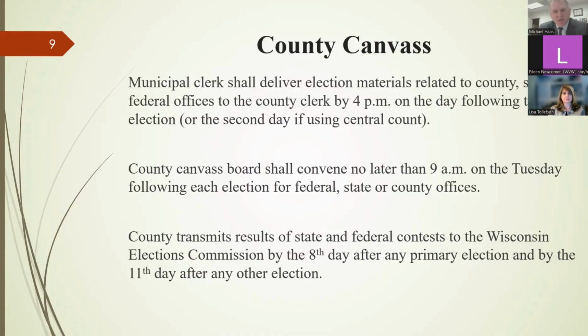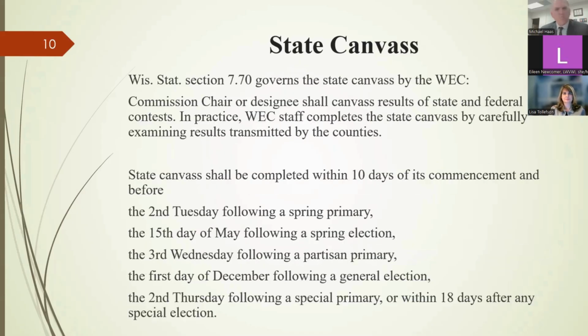The county then transmits those results for state and federal contests to the Wisconsin Election Commission. The county canvass board, of course, will certify the results for the county offices or county contests. They do not go to the state. The results for state and federal contests need to be transmitted to the WEC by the 8th day after a primary election and by the 11th day after any other election.